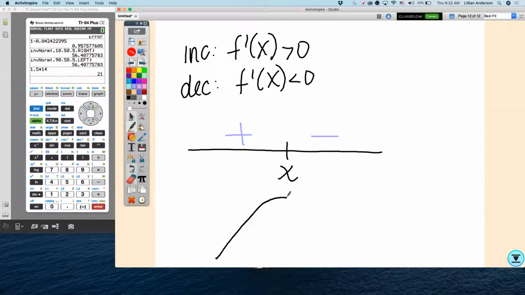And then at that particular X value, it's going to be going down. So it'll be increasing up until that X value and then decreasing afterwards. And we will find that again by setting the first derivative equal to zero and then putting that value on a number line.